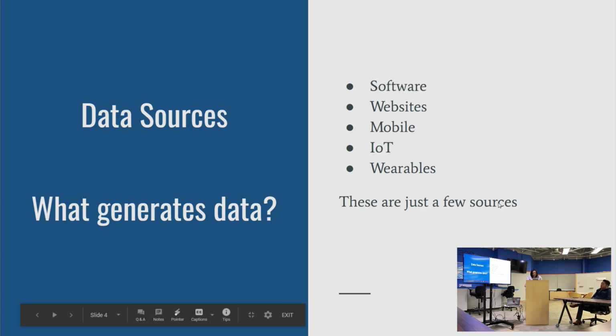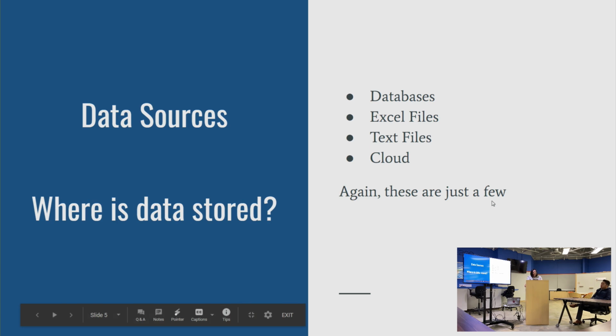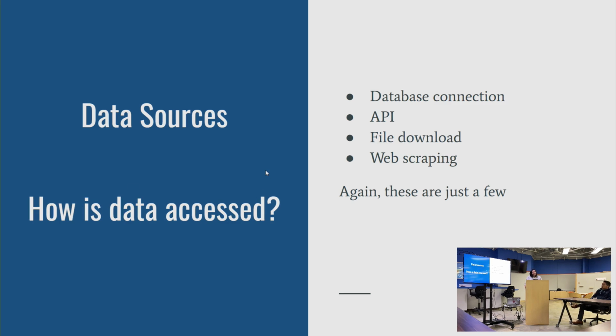And where are all these data sets being stored? They're in databases, both regular SQL and then NoSQL. They're in Excel files, they're in text files, they're on the cloud. We have data everywhere. And how do we access data? We either connect through a database connection, through an API, we download a file, there's web scraping. There's a lot of different ways to access the data.